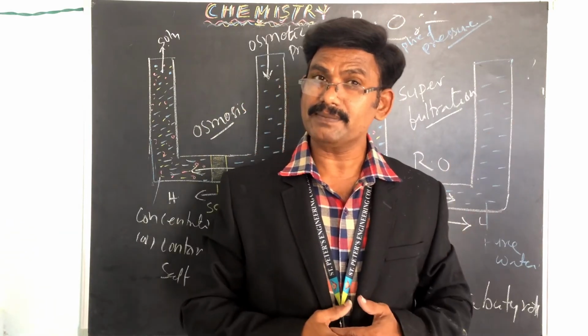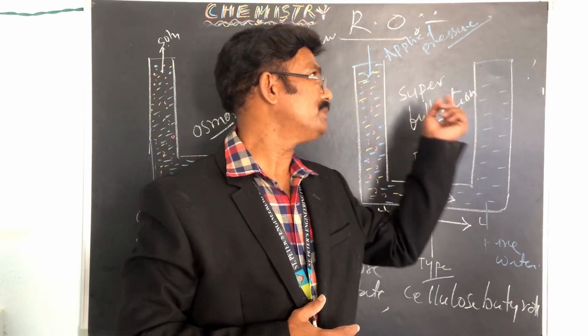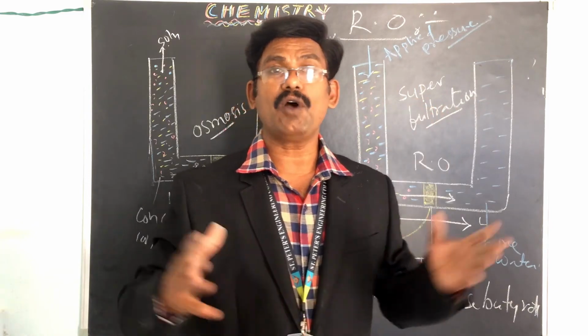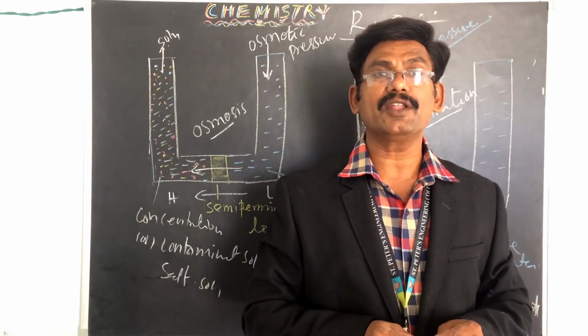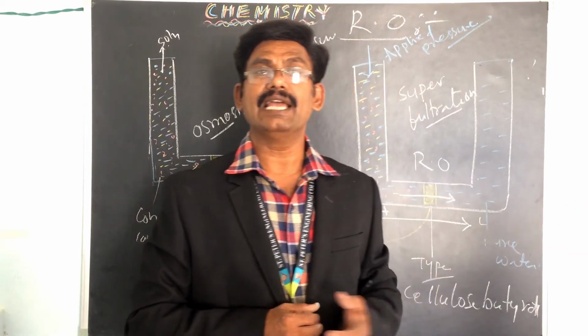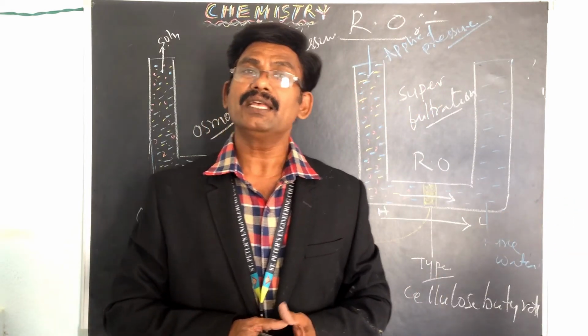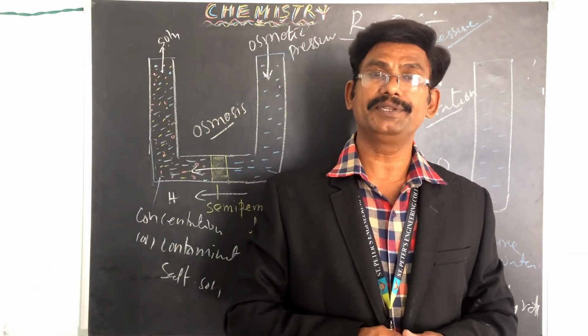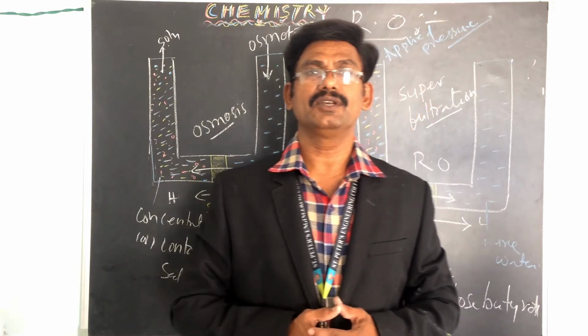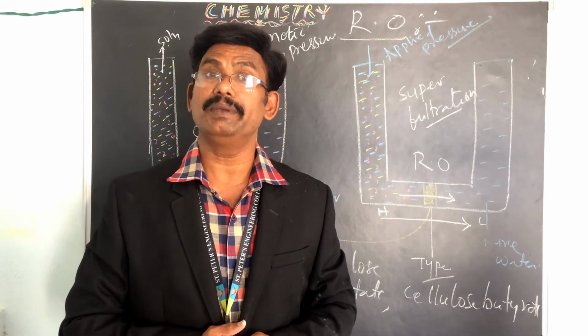The reverse osmosis is also called superfiltration. And what types of membranes are used? Cellulose acetate or cellulose butyrate. These are the semi-permeable layers.